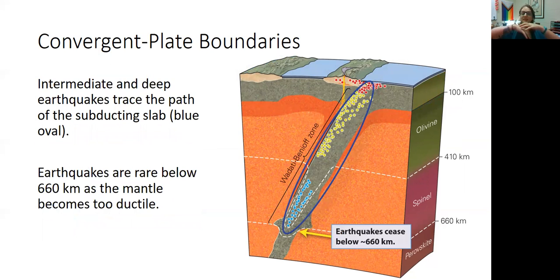So you can also get deeper earthquakes at convergent plate boundaries. And this is where subducting plates dive deep down into the mantle. And wherever that subducting plate is coming into contact with the overriding plate, you're creating friction, you're creating tension, and you're also going to have earthquakes there.